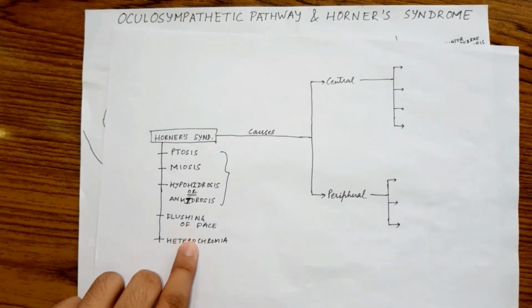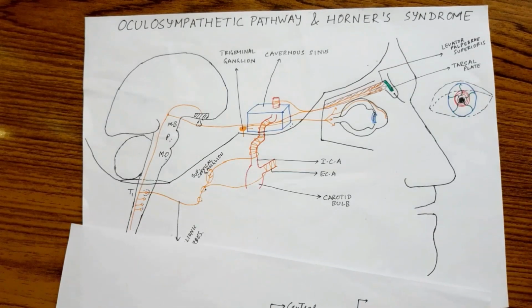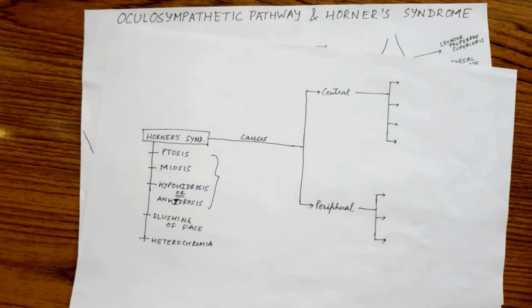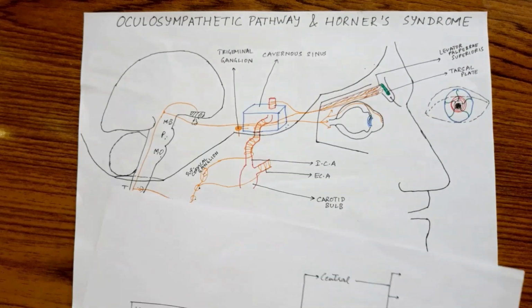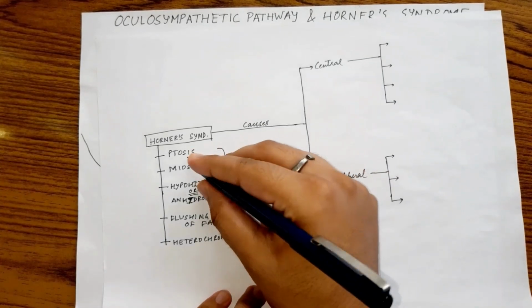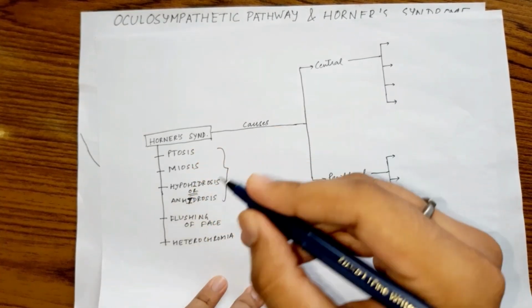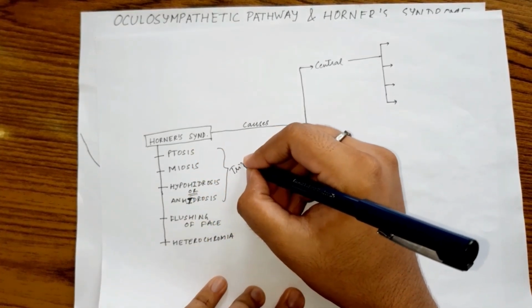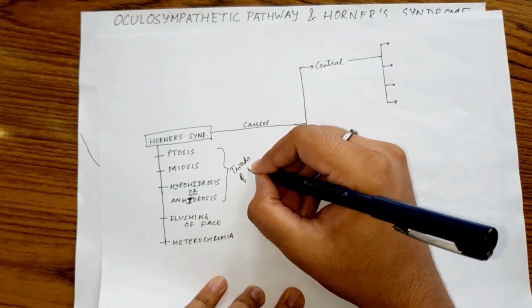Now let's come to heterochromia. By now you should be knowing that the melanin or color production in iris is under sympathetic control. Therefore, in case of Horner syndrome, for a long time the melanin production would get altered, which would lead to a condition called heterochromia, which is actually the uneven coloration of the iris. These three features, ptosis, miosis and hypohidrosis or anhidrosis, are called the triad of Horner syndrome.